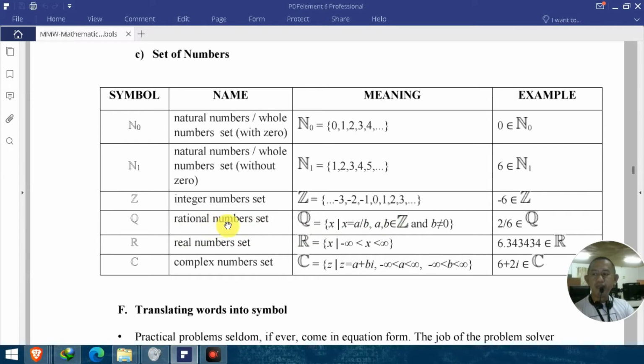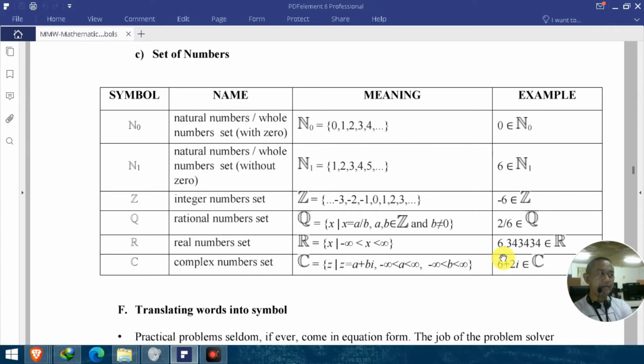The real set has the biggest value compared to Q, Z and N. The real number set is a combination of Q, Z, and N. So we have X is a set that is infinite. This is the symbol for infinite. Negative infinity is less than X, and X is less than infinity. So all those values belong to R, the real number set.